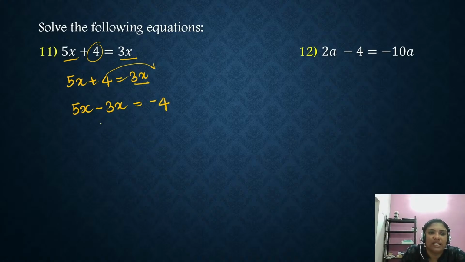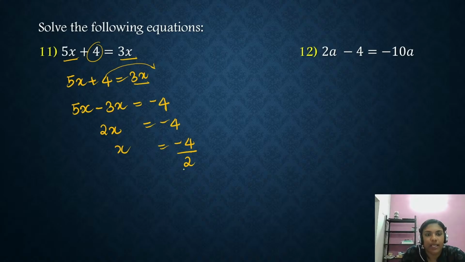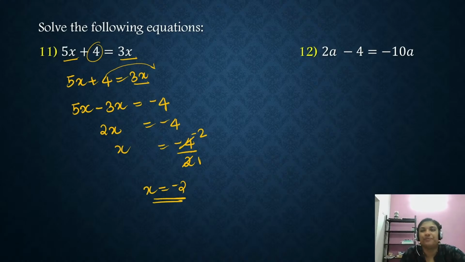Now 5x minus 3x. What's the answer? 2x equal to minus 4. x equal to minus 4 divided by 2. 2 1 is 2. 2 into negative 2 is negative 4. So x equal to negative 2 is the solution.